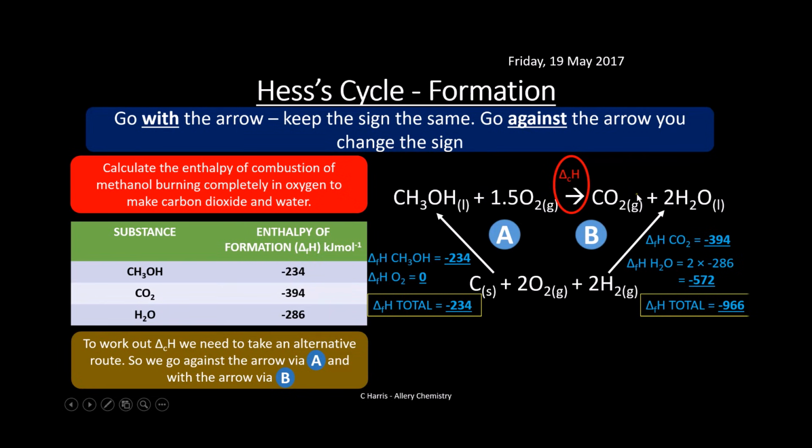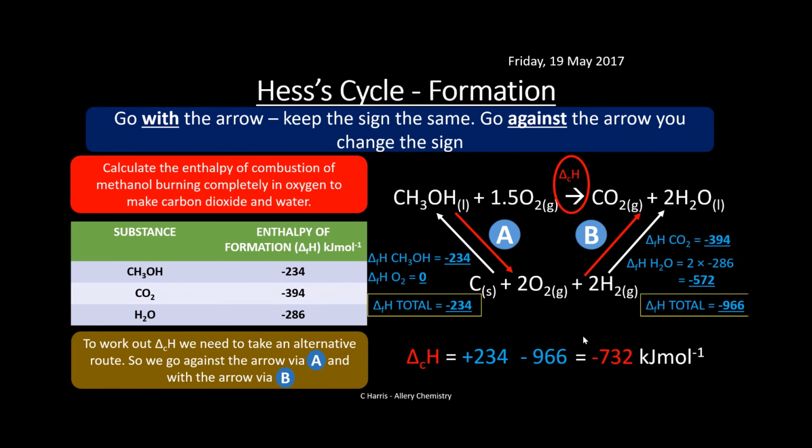We're going from here to here. We can't go that way. So the diversion, so to speak, would be going this way and then up here. So going against the arrow here, and with the arrow here. Let's have a look. Against the arrow, we keep the number the same but change the sign, so it's plus 234. And then with B, we just keep that the same, minus 966. You literally just put the numbers in. If you put that in your calculator, we should get a value of minus 732 kilojoules per mole. And that is the enthalpy of combustion.